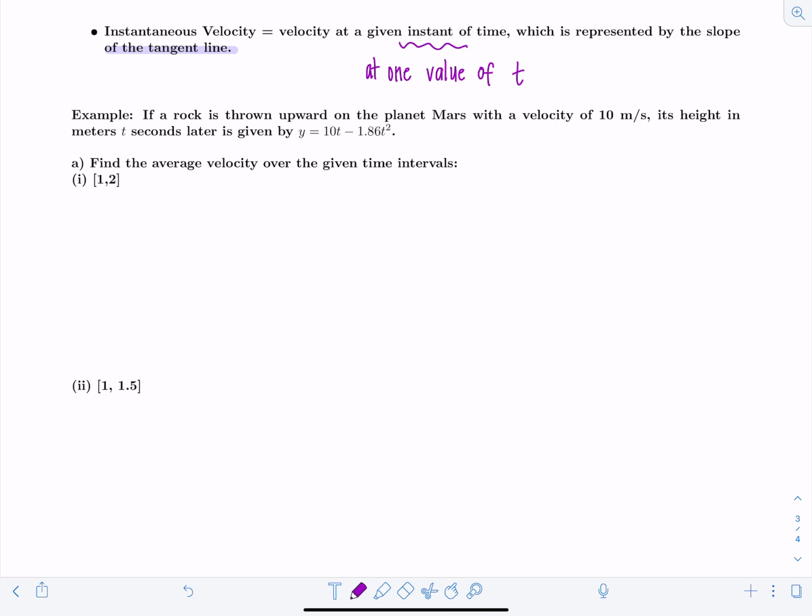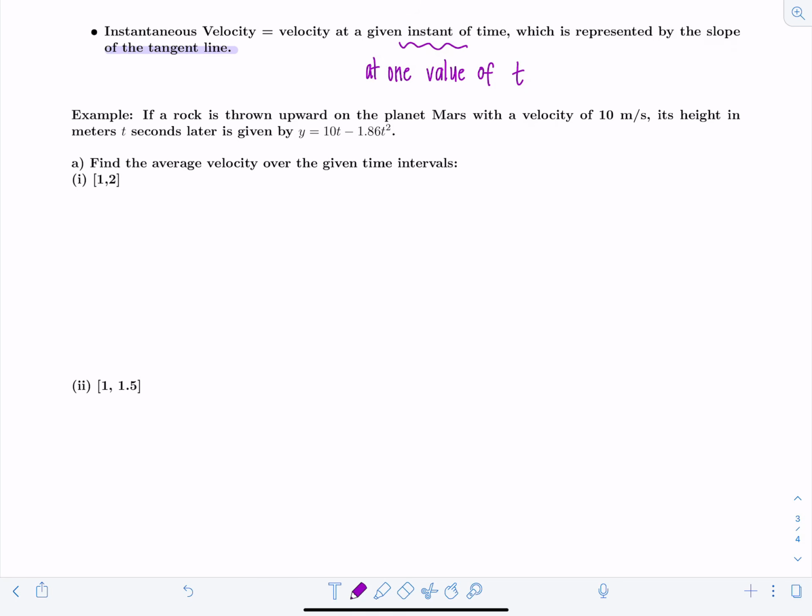So here we go. If a rock is thrown upward on the planet Mars with a velocity of 10 meters per second, its height in meters t seconds later is given by y equals 10t minus 1.86 t squared. So find the average velocity over the given time intervals. So we have multiple time intervals that we're going to have to compute the average velocity for.